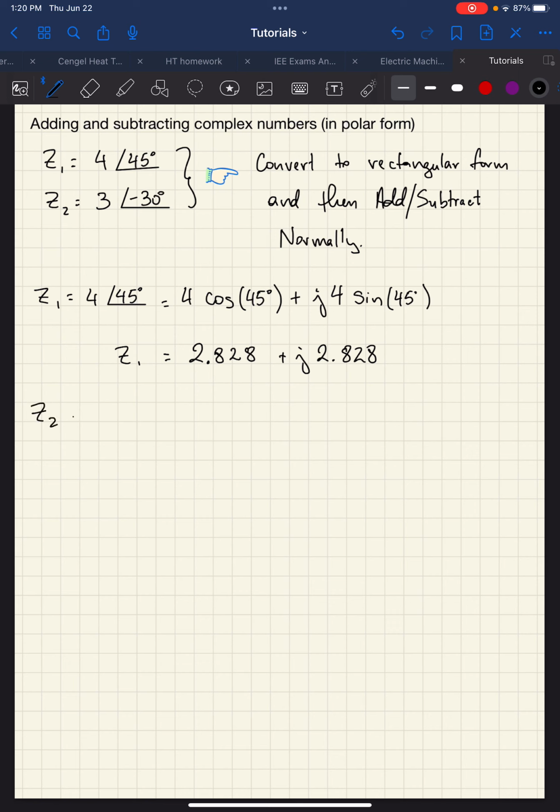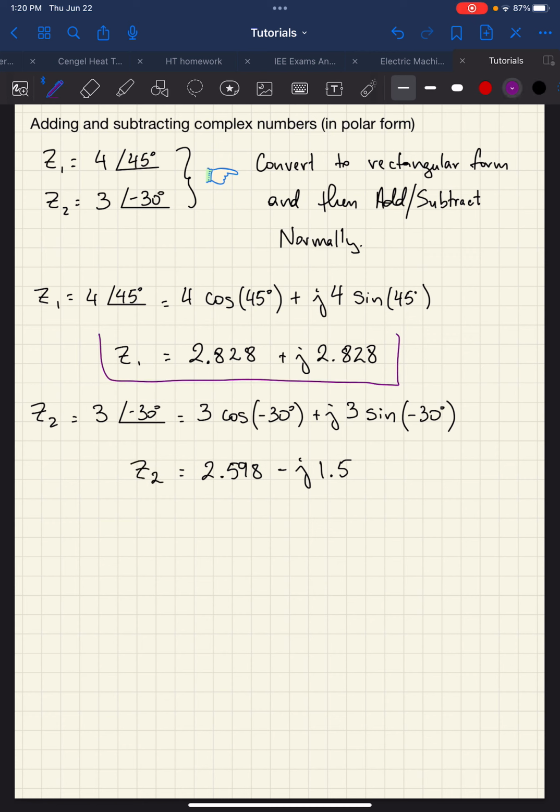Again, z2 is the same thing, so let's just write it first like this in polar form. All right, and let's work it out. So it's 3 times cosine of the phase angle, which in this case is minus 30. And then you're going to have 3 times sine of the phase angle, like so. When you work that out, you should get, for the real part, 2.598. And the imaginary part, you're going to get a negative. It's going to be minus j1.5.